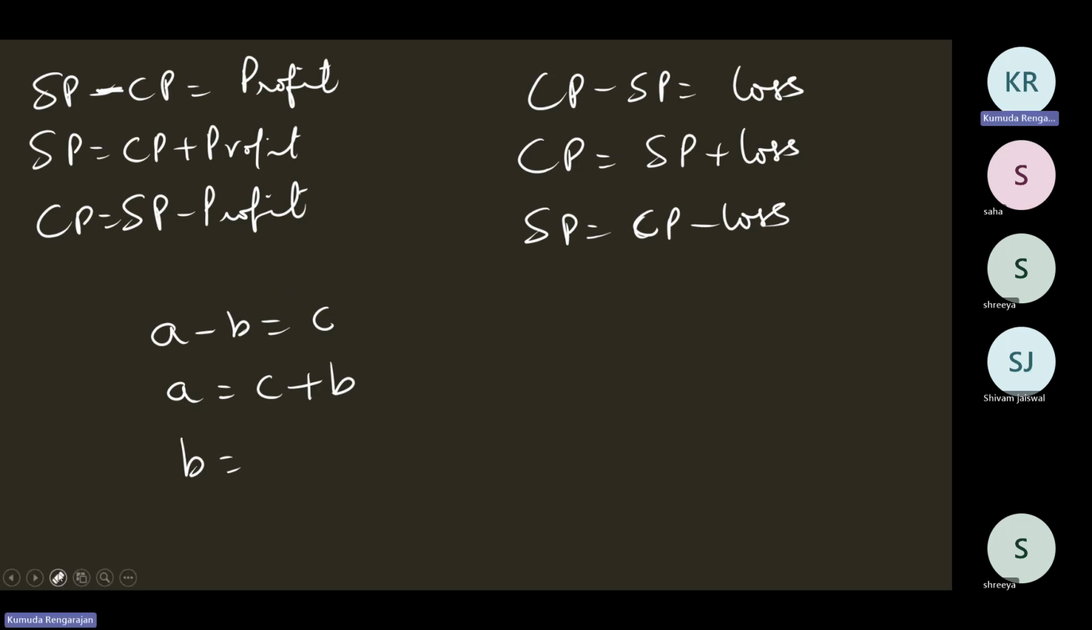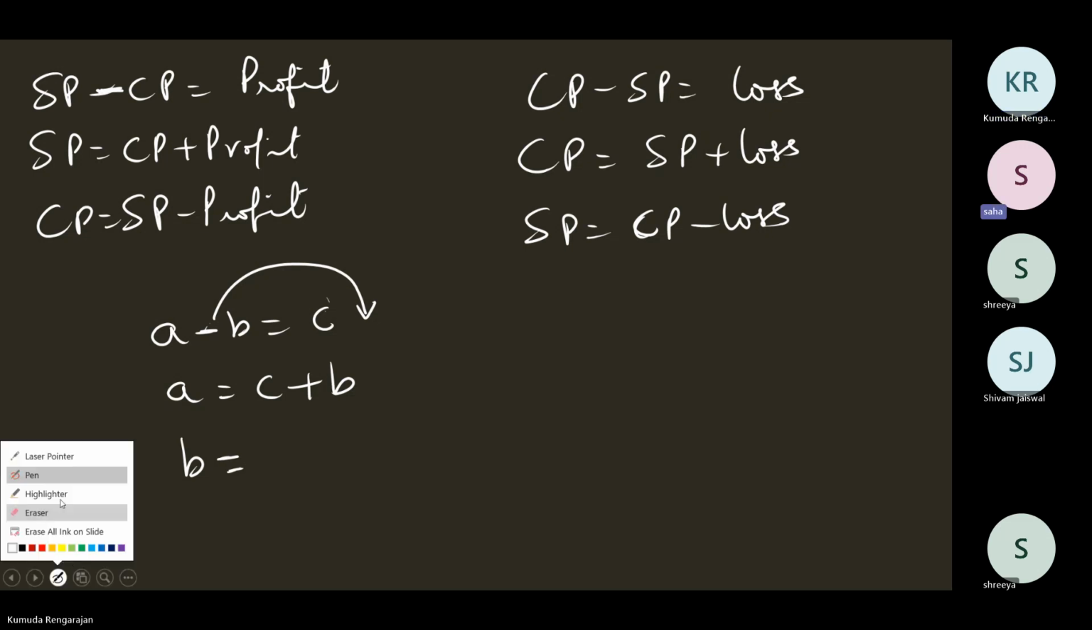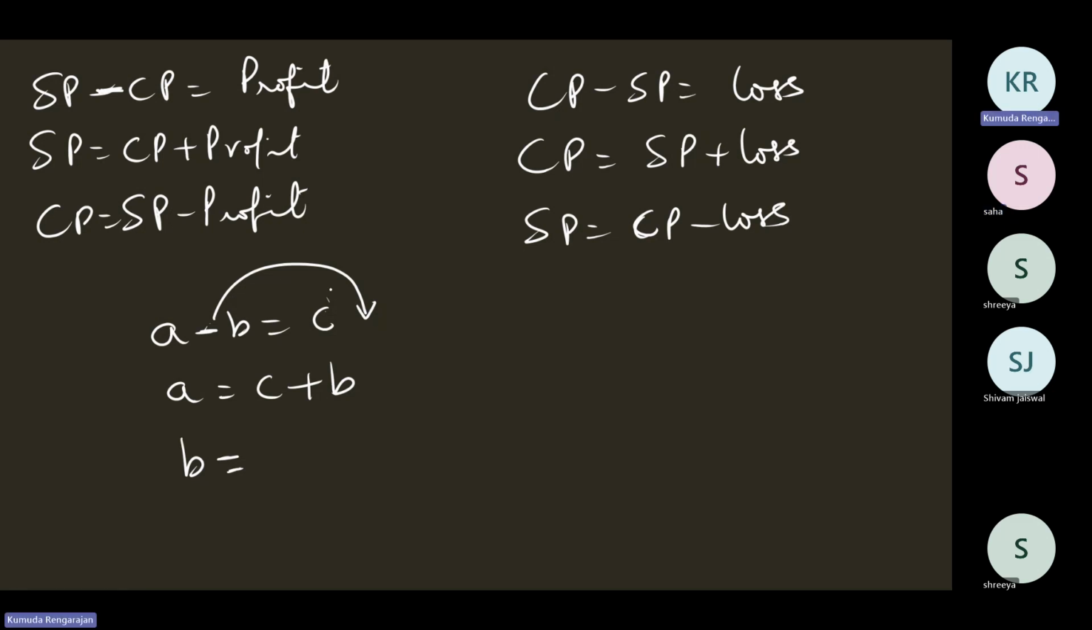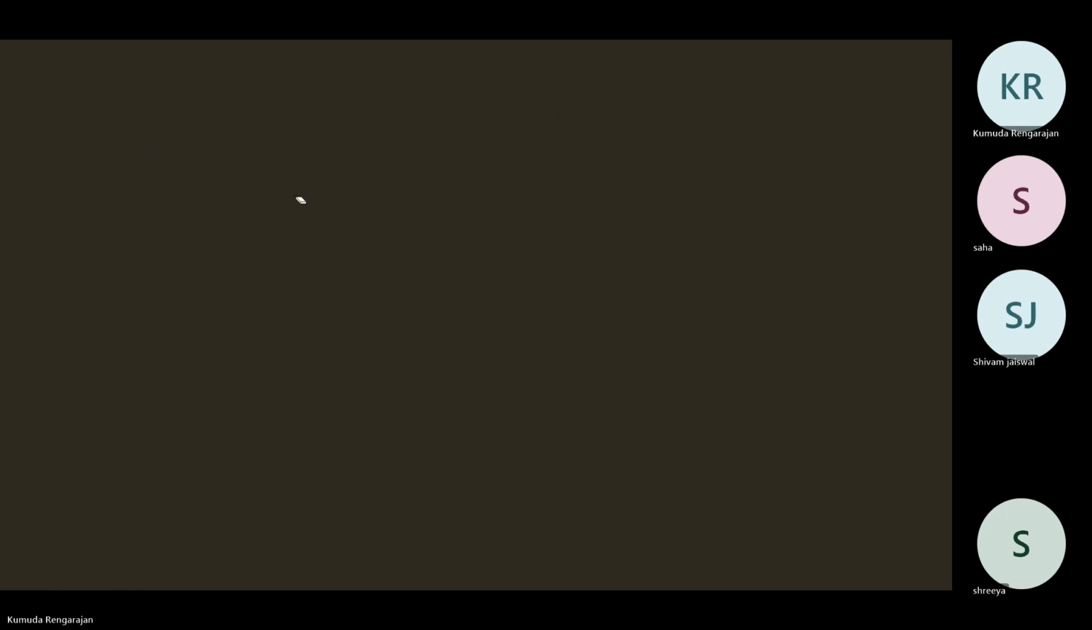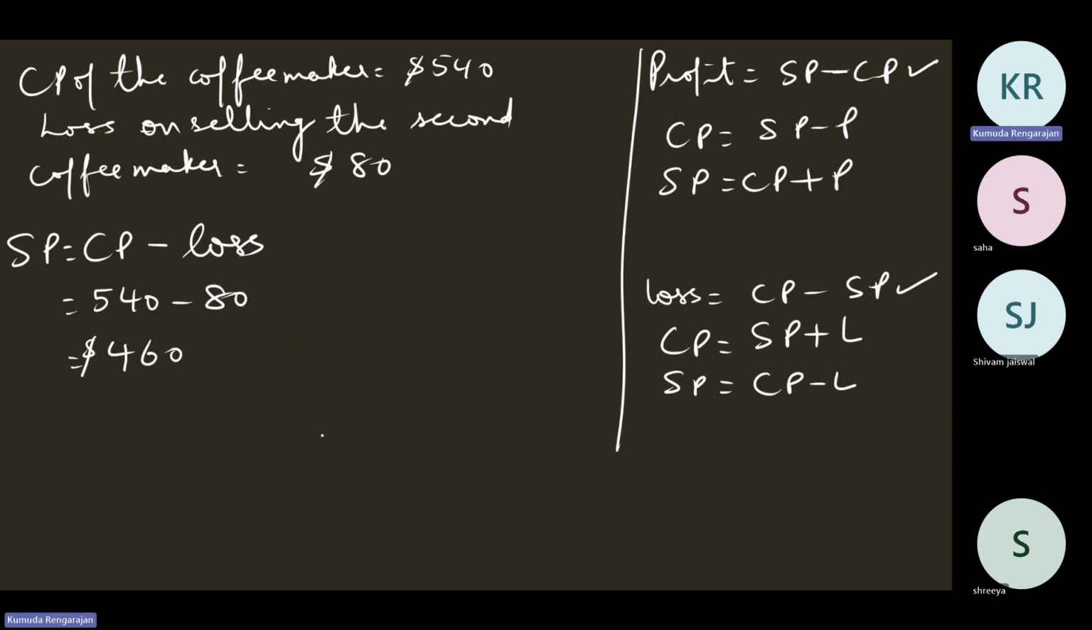If minus B is transposed, it becomes plus B, right? So B is equal to, and the C, if it comes here, it will become minus C. So B is equal to A minus C. Make a list of all these formulae, and you'll have to keep them in mind.